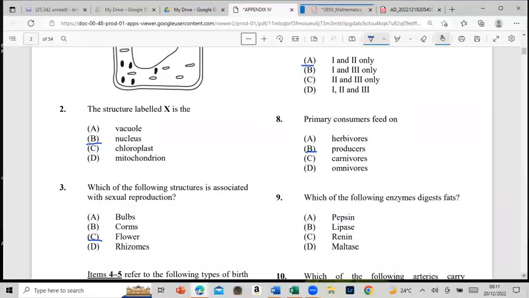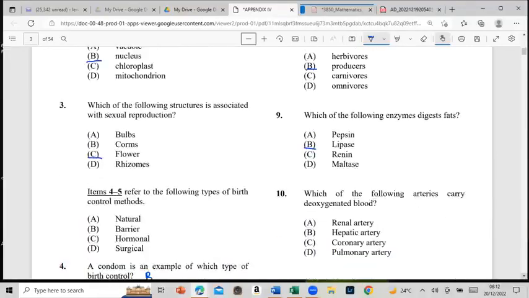Which of the following enzymes digest fats? A, pepsin, B, lipase, C, rennin, D, maltase. And that is lipase. Lipase digests fats. Let's move on to 10.